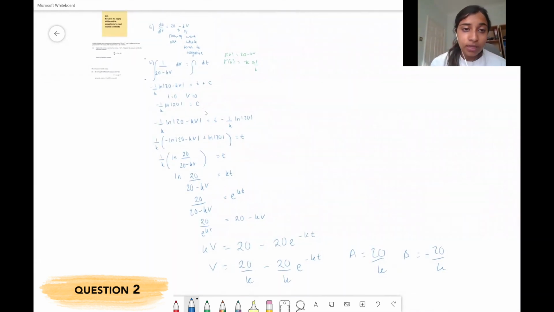So yeah, it's just solving your differential equation as you normally do, and then it's just a lot of manipulation to try and get it in the form that they want you to do it in.